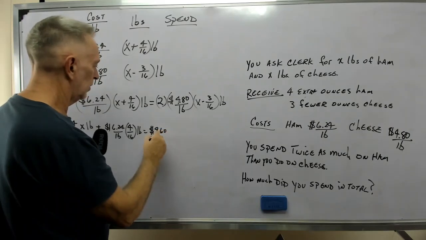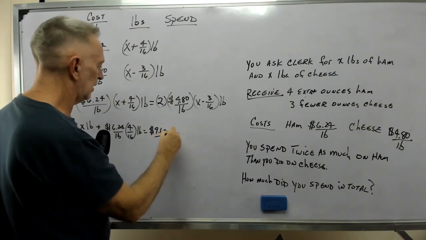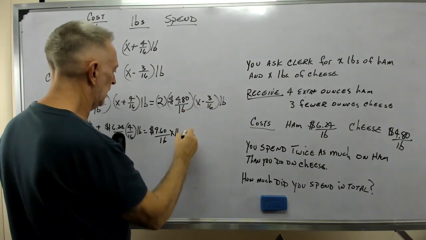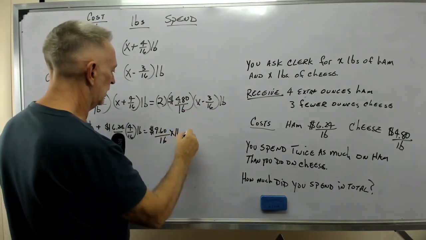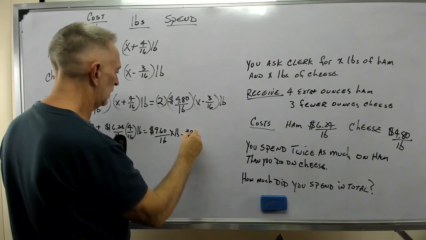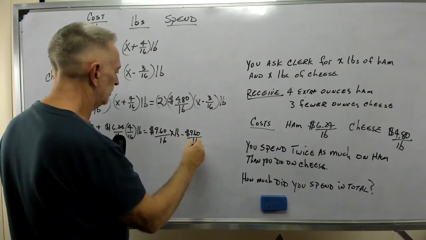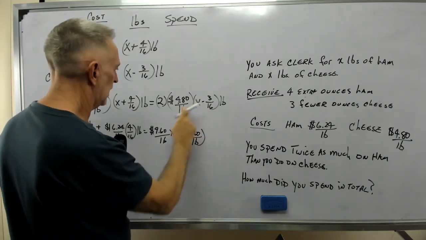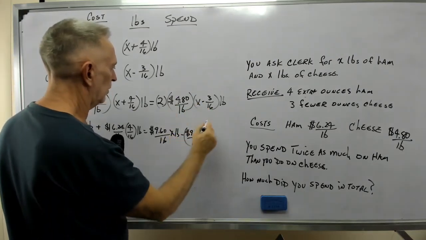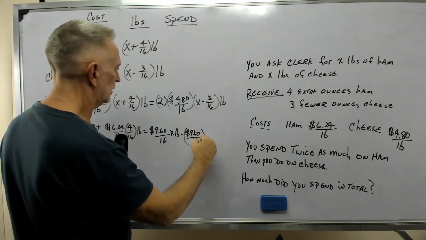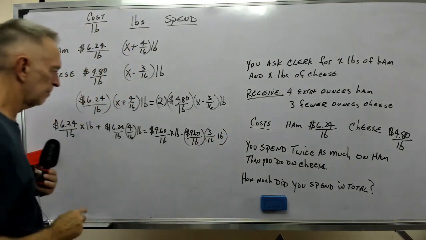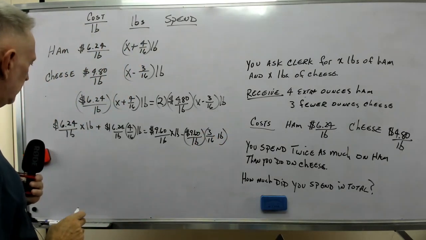$9.60 per pound times X pounds, distributing the pound, minus 9.60 per pound times 3/16 pound. All right, what to do now?